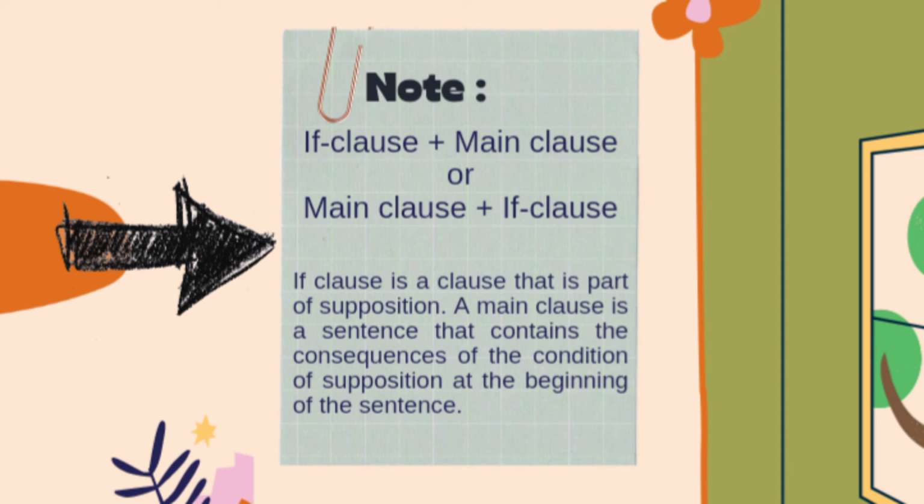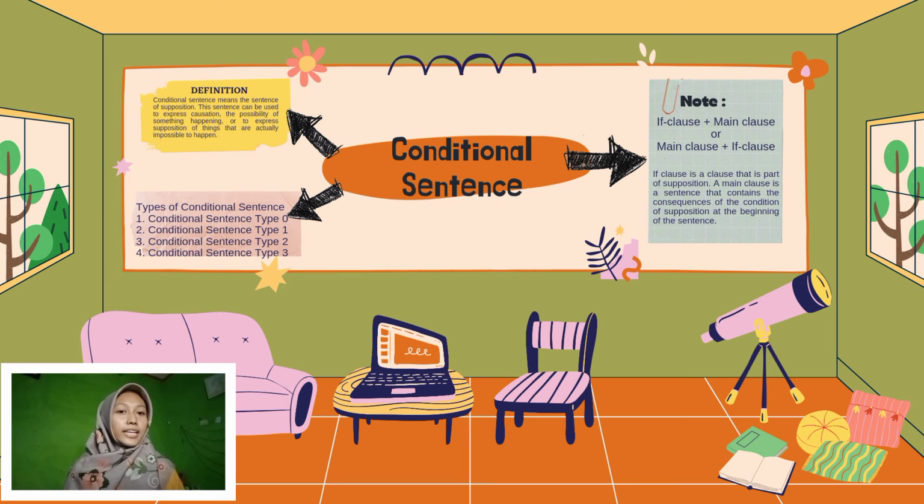So, we must remember that the conditional sentence consists of if clause plus main clause or main clause plus if clause. I think that's all that I can explain about my mind map.